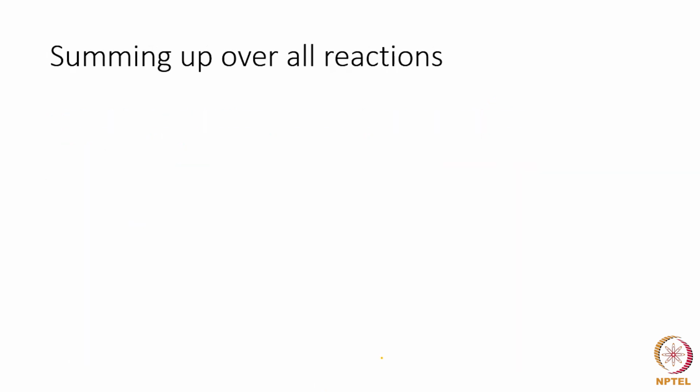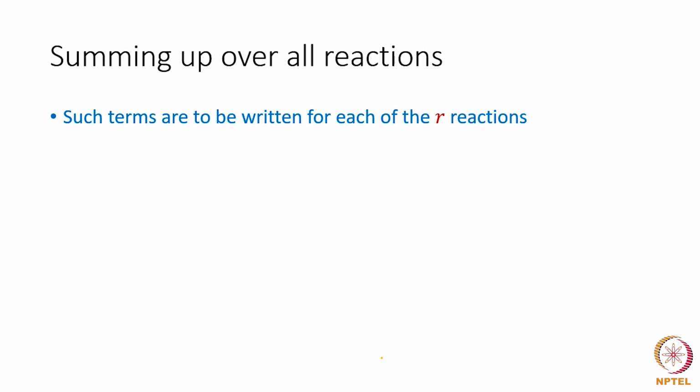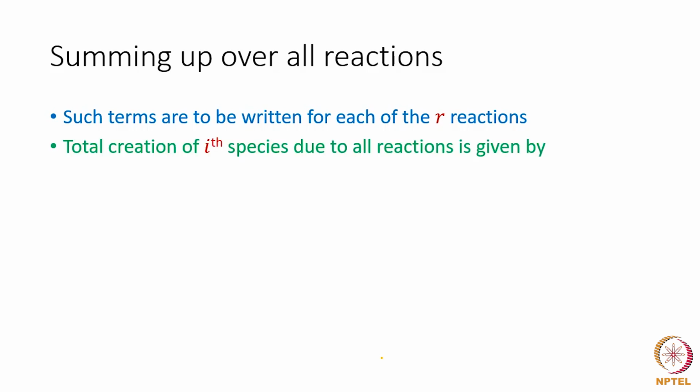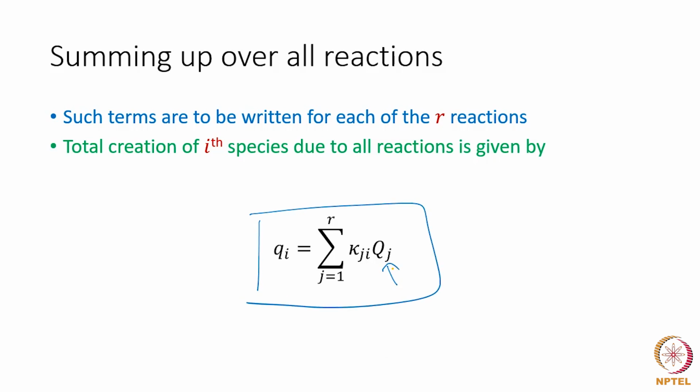So when we sum up over all reactions, then we can say that for every reaction we should write the production or consumption of each of the species, and for the ith species due to all the reactions, that would be a sum of these quantities which we have seen here. So for the jth reaction, it is kappa ji into Qj, and then we sum up for all the reactions. j goes from 1 to r. There are r number of reactions, and therefore the total creation or appearance of the ith species given by the quantity q is then expressed in this form. Now this is going to be useful because this becomes the generation term in the governing equation for mass transfer, and the generation is coming because of reactions.